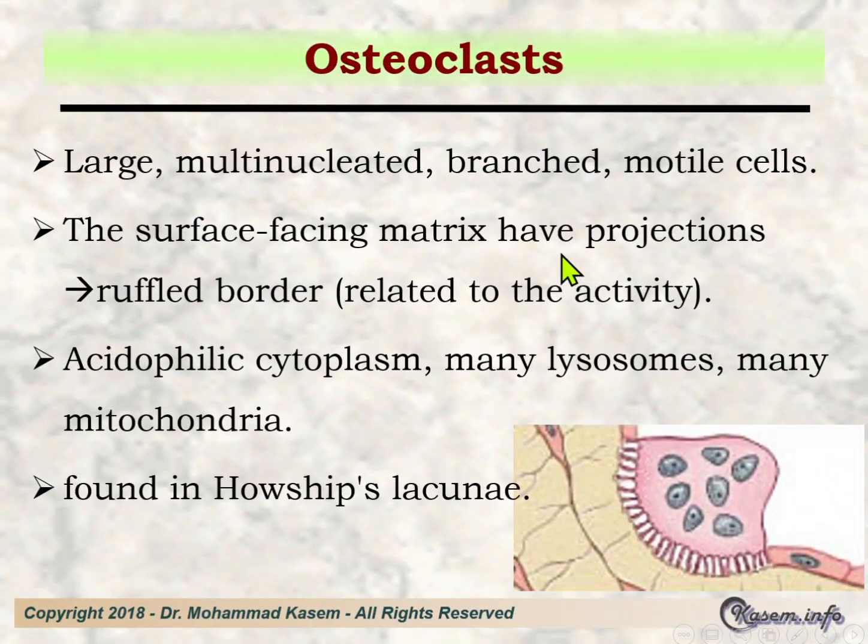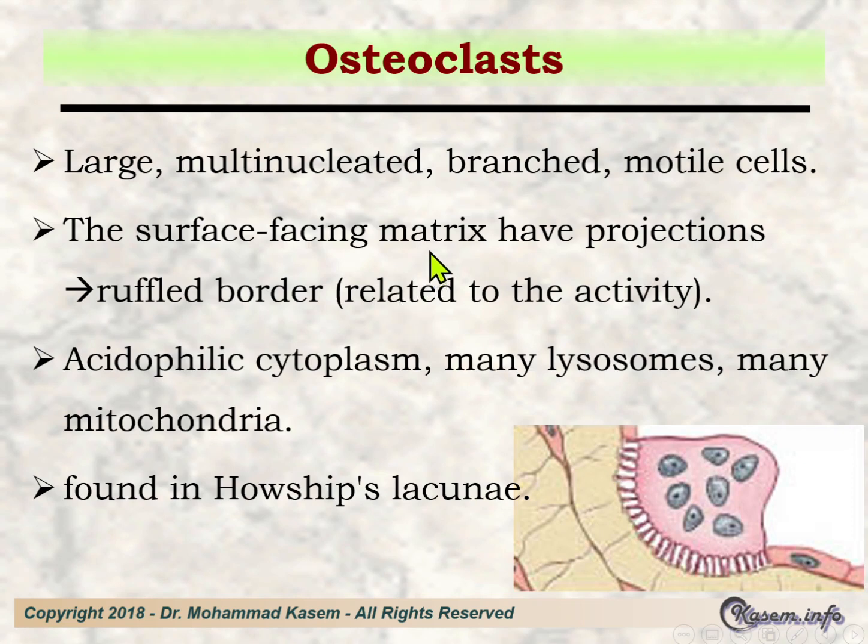The last cell type is the osteoclast. The osteoclasts are generally large, multinucleated cells with branched cytoplasm. They have a ruffled border. You see this ruffled? This is what is called the ruffled border.